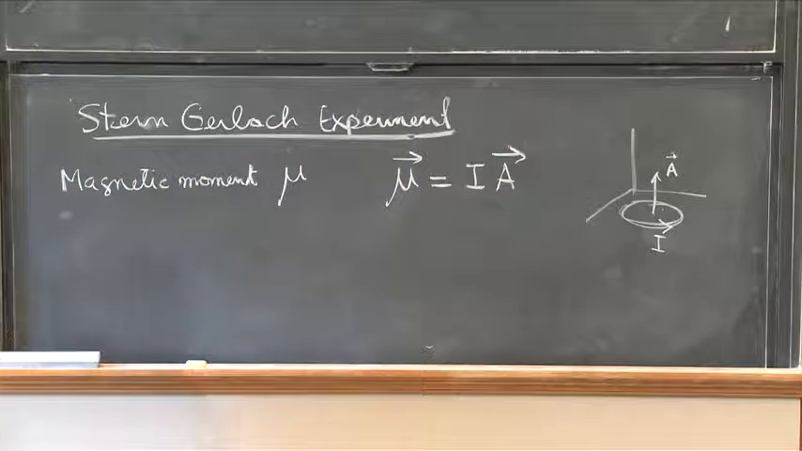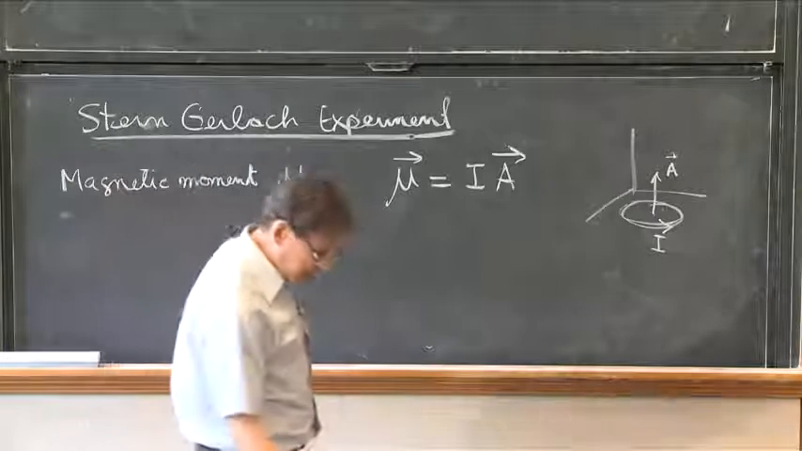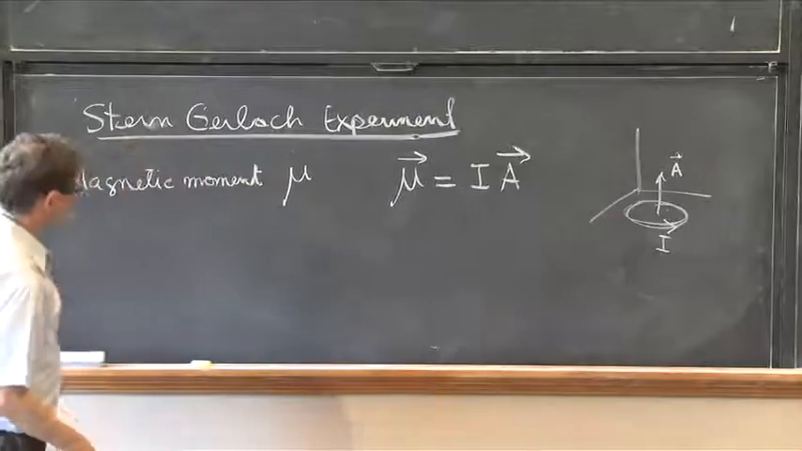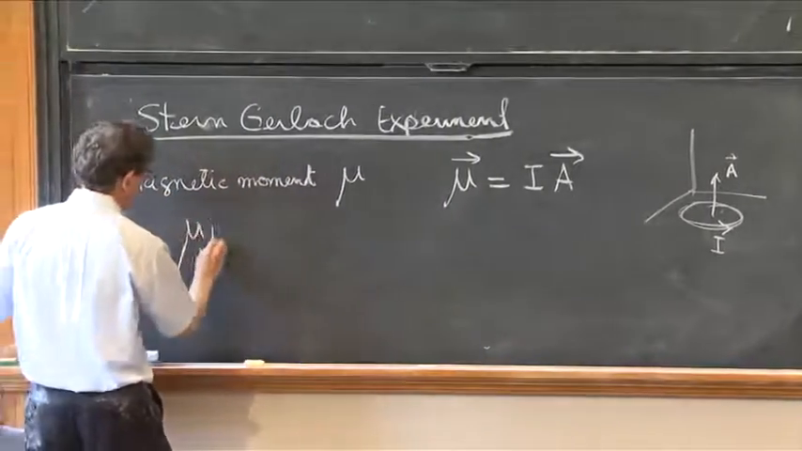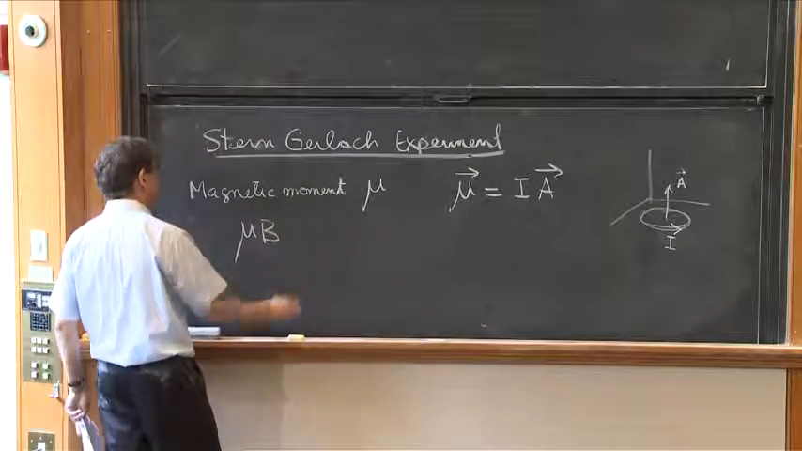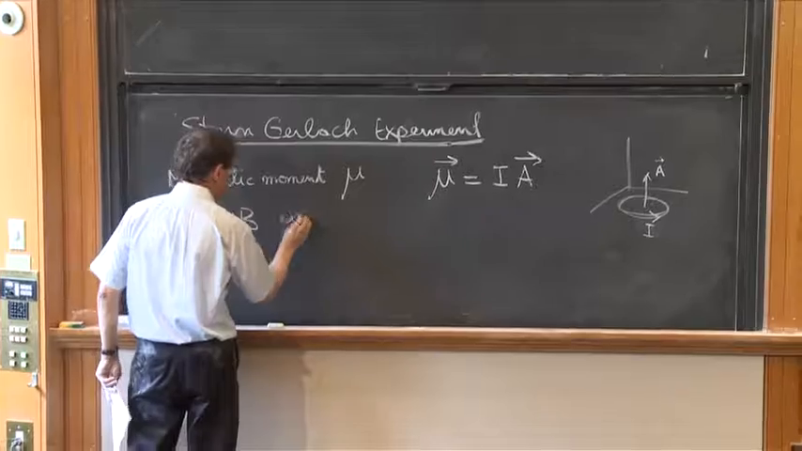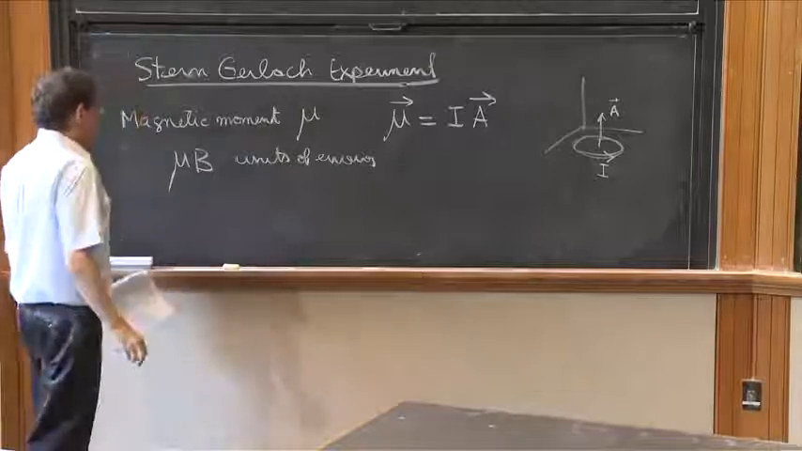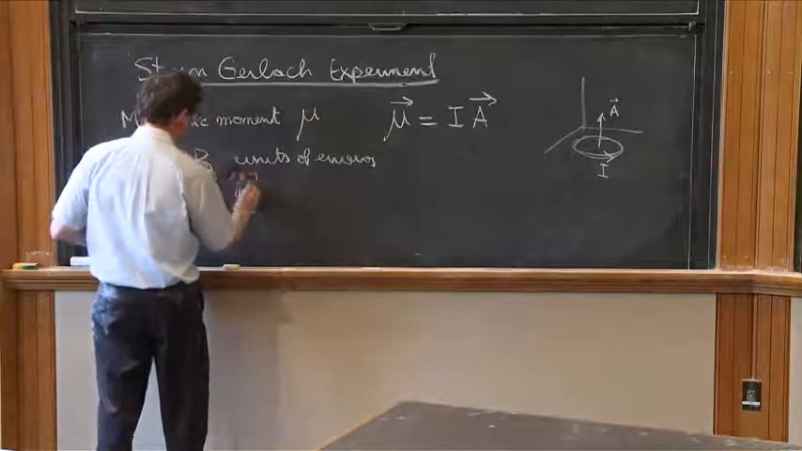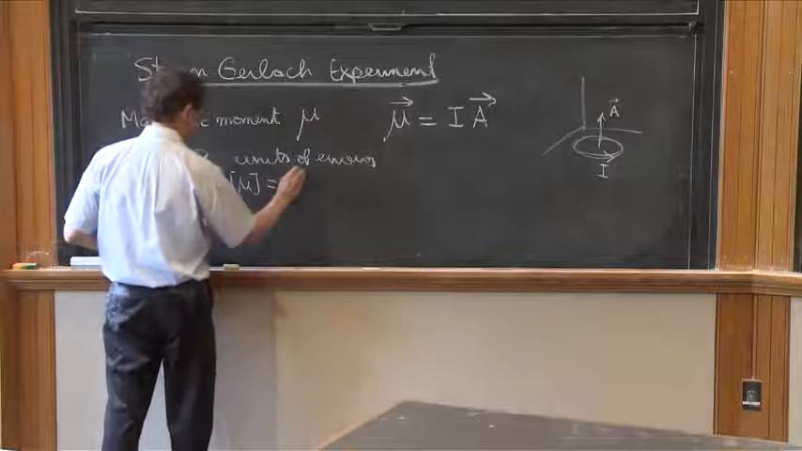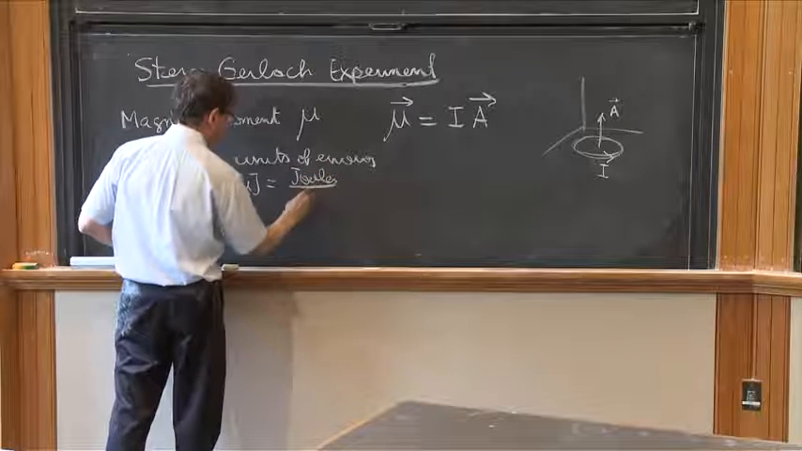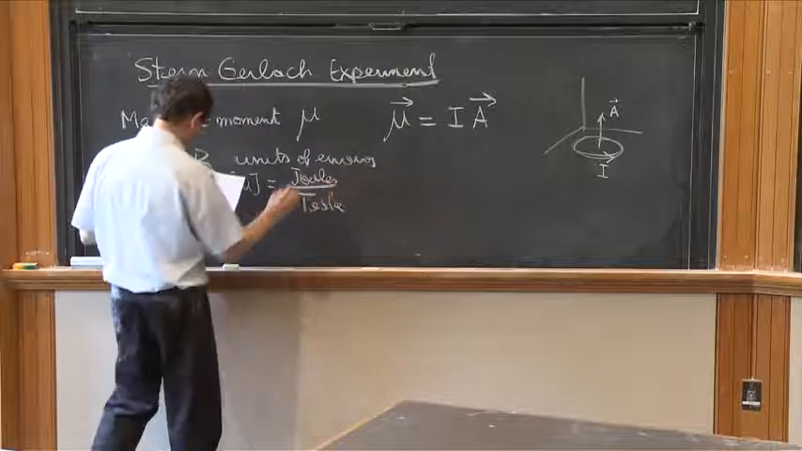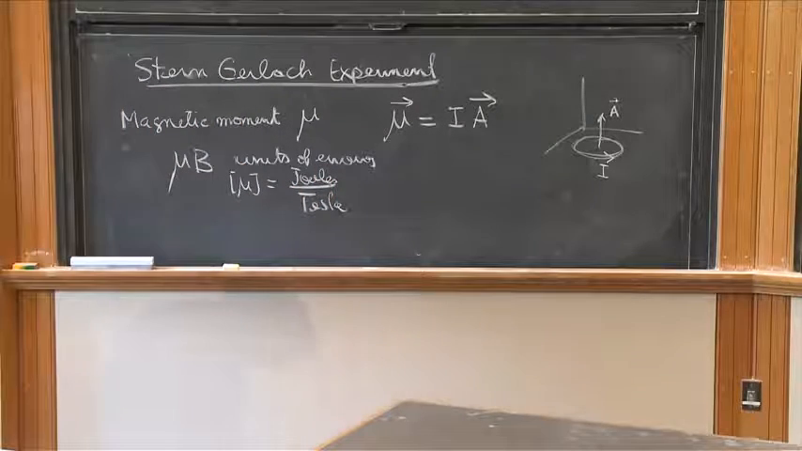It points up in the circumstances when this current goes like that. So that's a magnetic moment. A little bit of units. The way units work out is that mu B, magnetic moments like magnetic fields, have units of energy. So magnetic moments you could define as energy, which is joules, divided by Tesla, or ergs divided by Gauss, because mu B has units of energy.